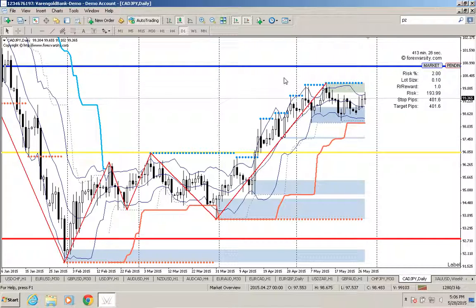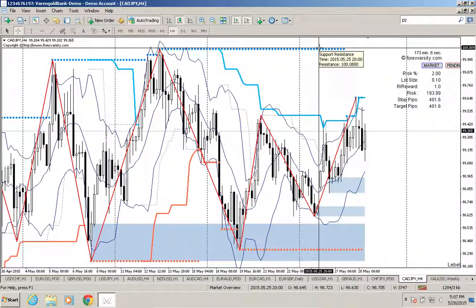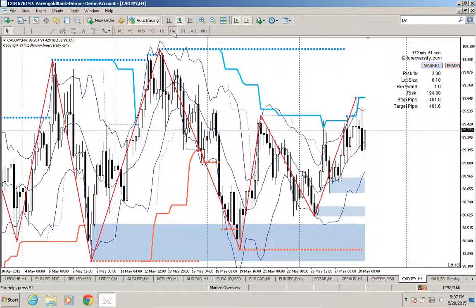Okay, so now we know that on a daily, the CAD JPY needs to make a high because it has not done so for 14 candles. Then we go down to 4 hour and we look to where that level is. Now that level is the resistance above. We go to 1 hour and we see we've made a low, which is also a C. And on 4 hour, we just made a high that was our D.